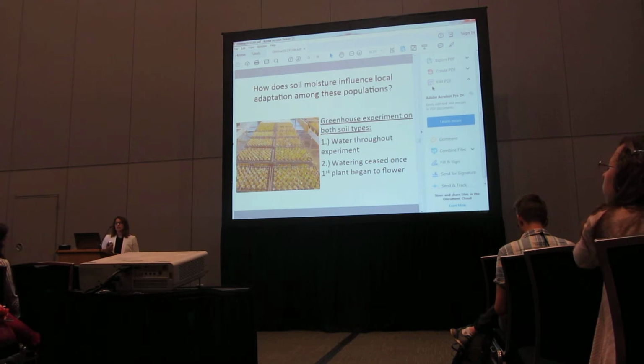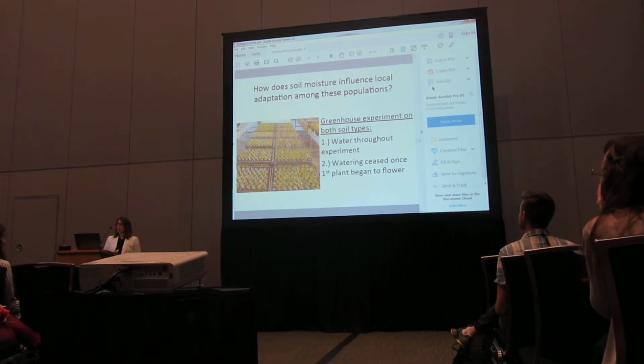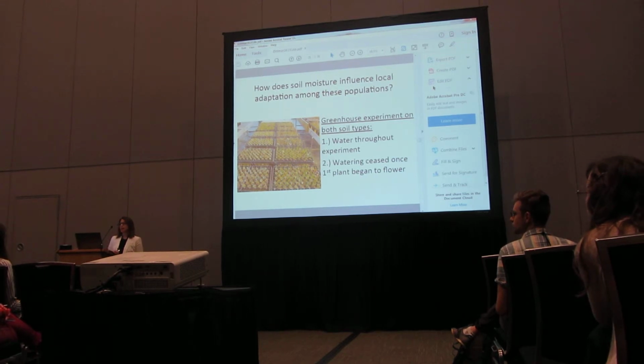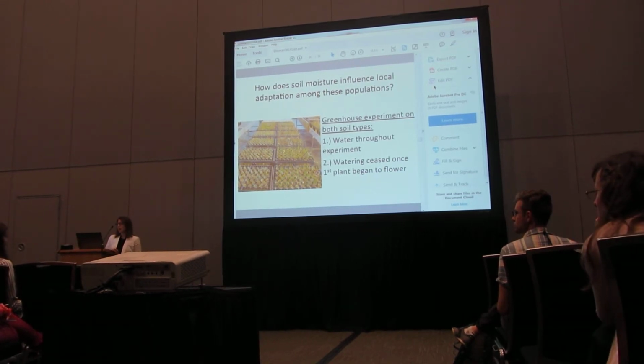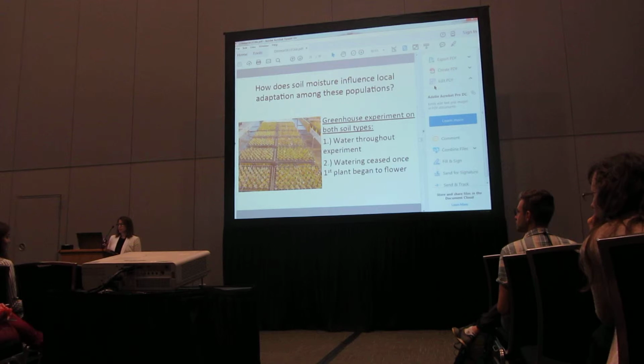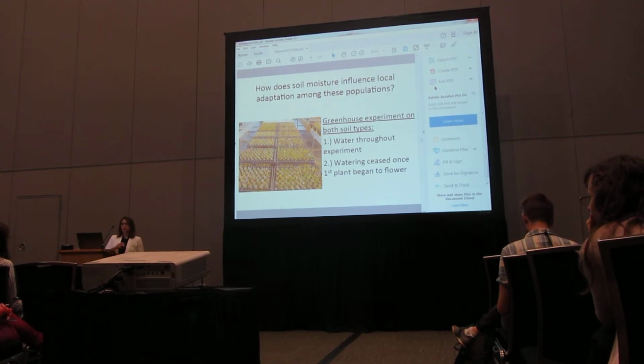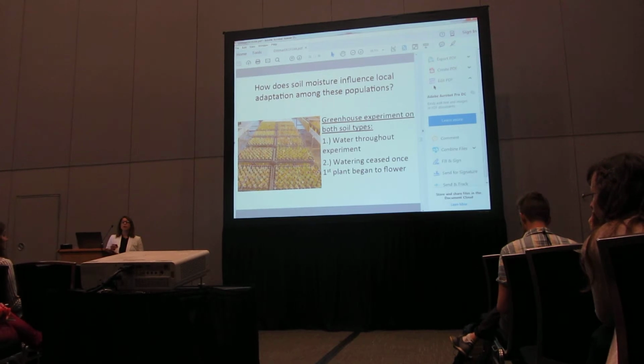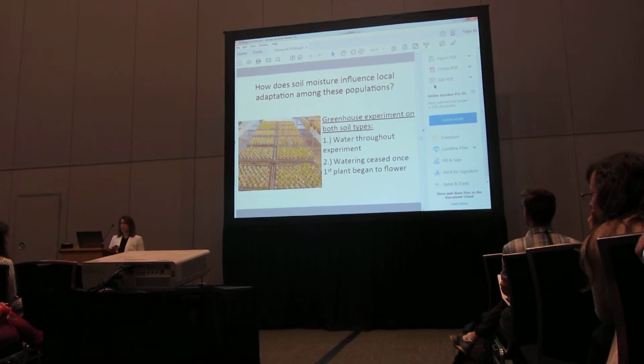To understand this, I did a greenhouse experiment where I grew plants on both soil types, and I had 2 treatments. One where I watered throughout the experiment, and another where I stopped watering once the first plant started flowering, to roughly mimic the natural phenology in the field.